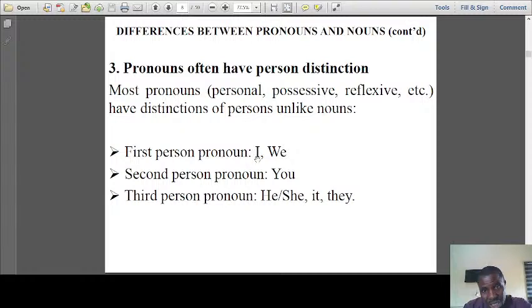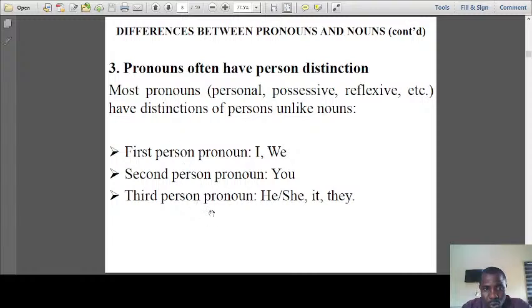Look at this, a change in the singular and the plural. This is singular, this is the plural. This is the singular, this is the plural. This one stands for masculine, this one stands for feminine, this one stands for neuter gender, but the plural is changed. Also, in terms of the second person, we have the singular you and the plural you. So what it means is that pronouns often have person distinction. We have the first person, second person, third person. But this first, second, third person distinction is not found in nouns.